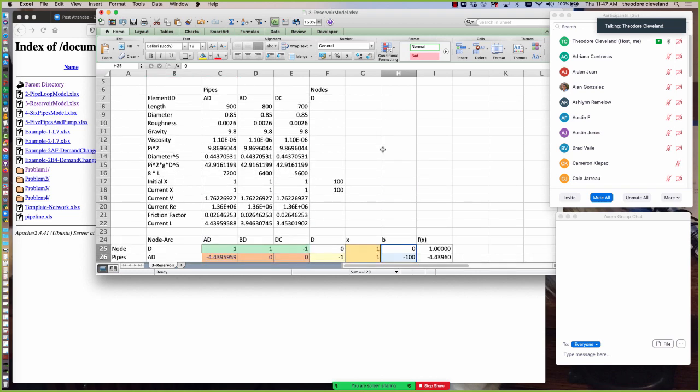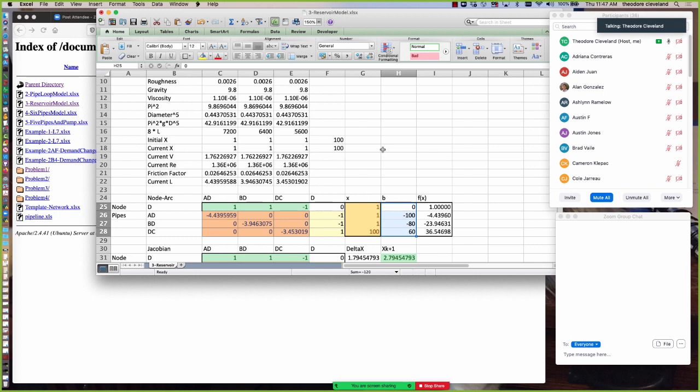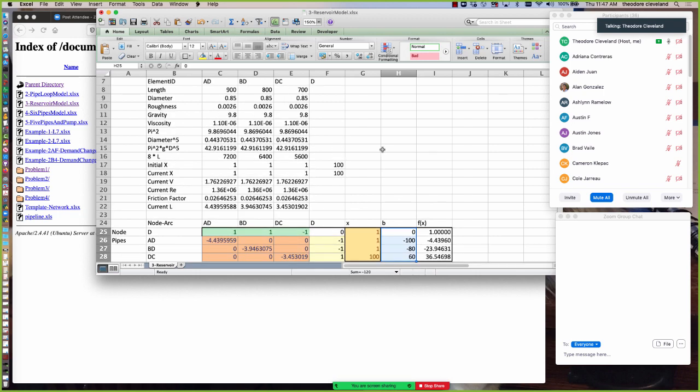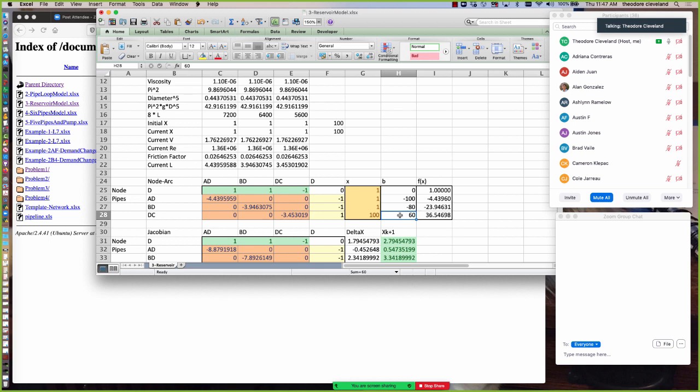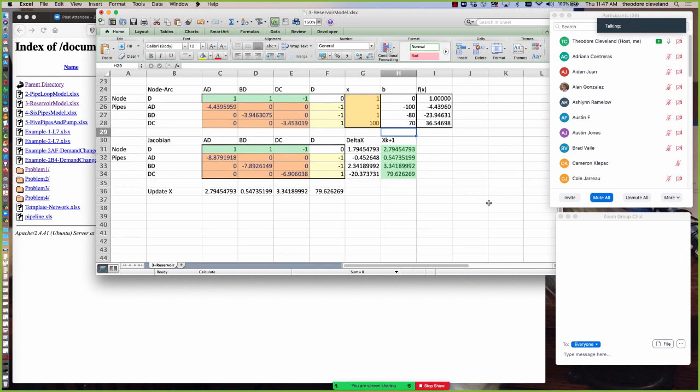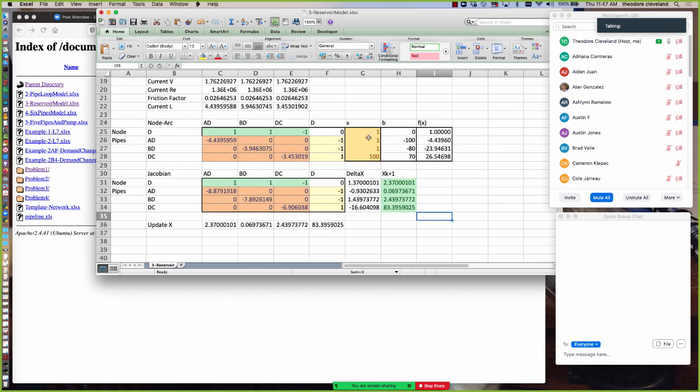And actually, I think that 60 should be a 70 to be consistent with the original problem. So let me go ahead and make that change. Hopefully that doesn't break anything. And so we take the coefficient matrix, we multiply it by the three flow guesses and the initial head guess, we subtract off the required right-hand side, and that is our error term. We want to drive each of those elements to zero.